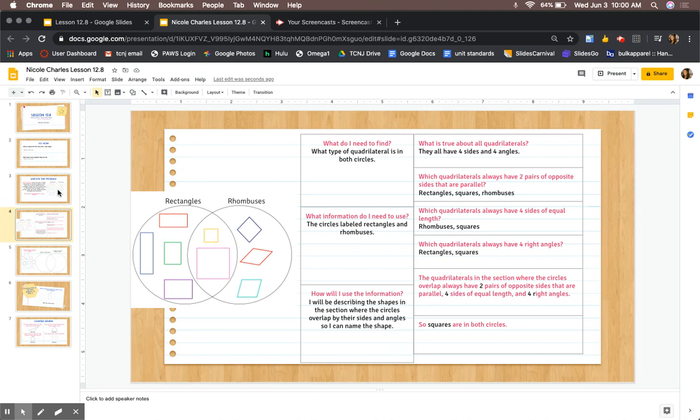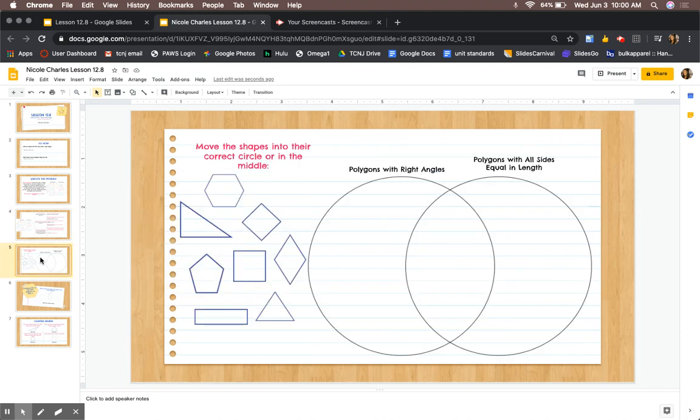But if you feel more confident, then maybe that will help you in the next few problems. So now it says move the shapes into their correct circle or the middle. So it says polygons with right angles, polygons with all sides equal in length, and then the middle. So you're going to be touching, dragging over wherever you think it goes for all of these shapes.